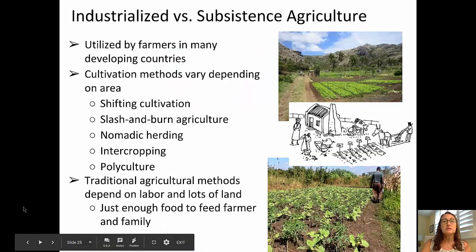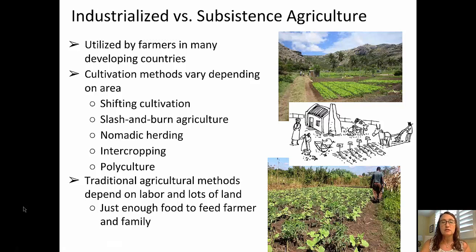On the other side of this, subsistence farming is utilized in many developing countries, and the cultivation method depends on the particular area and the characteristics of that area. So in some areas, you'll see things like shifting cultivation. In other areas, slash and burn agriculture, perhaps nomadic herding, intercropping, and polycultures.